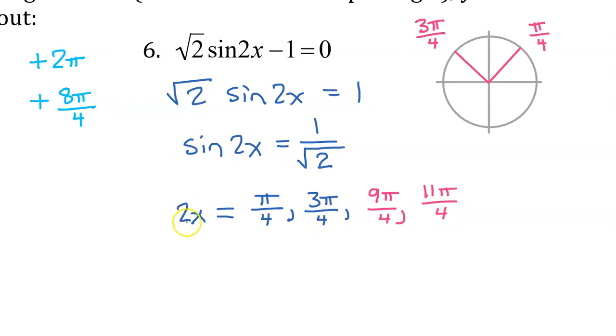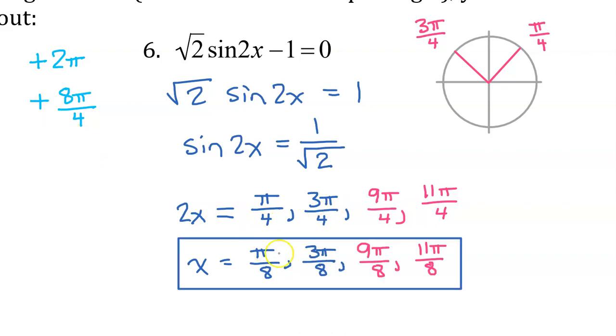Finally, we can get x by itself by dividing everything by 2. Remember that dividing pi over 4 by 2 gives you pi over 8. You simply multiply the denominator by 2. Similarly, we get 3 pi over 8, 9 pi over 8, and 11 pi over 8.